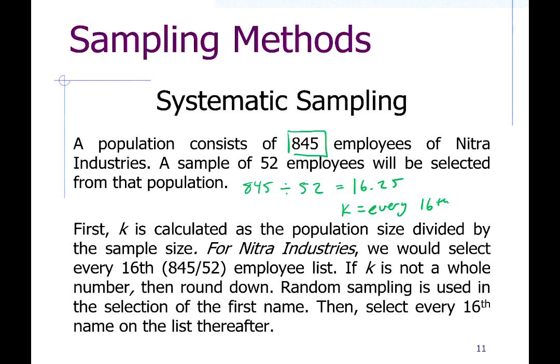So you have to figure out a random place to start. Somehow, out of 845 positions, randomly pick one. That's your starting point. And once you have your starting point, then you would take every 16th name after that first position.